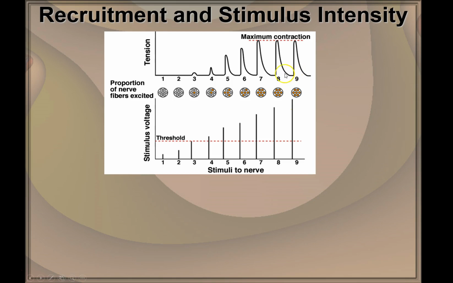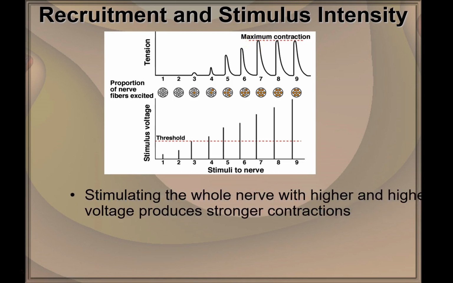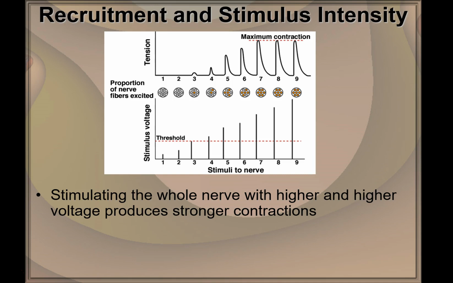All right? But you see that the contraction that they measure doesn't go up. All right? And so stimulus intensity: as the stimulation goes up, the tension goes up to a point. There's a maximum. All right? And that's what this whole thing is going to tell us. So stimulating the whole nerve with higher and higher voltages produces a stronger contraction.